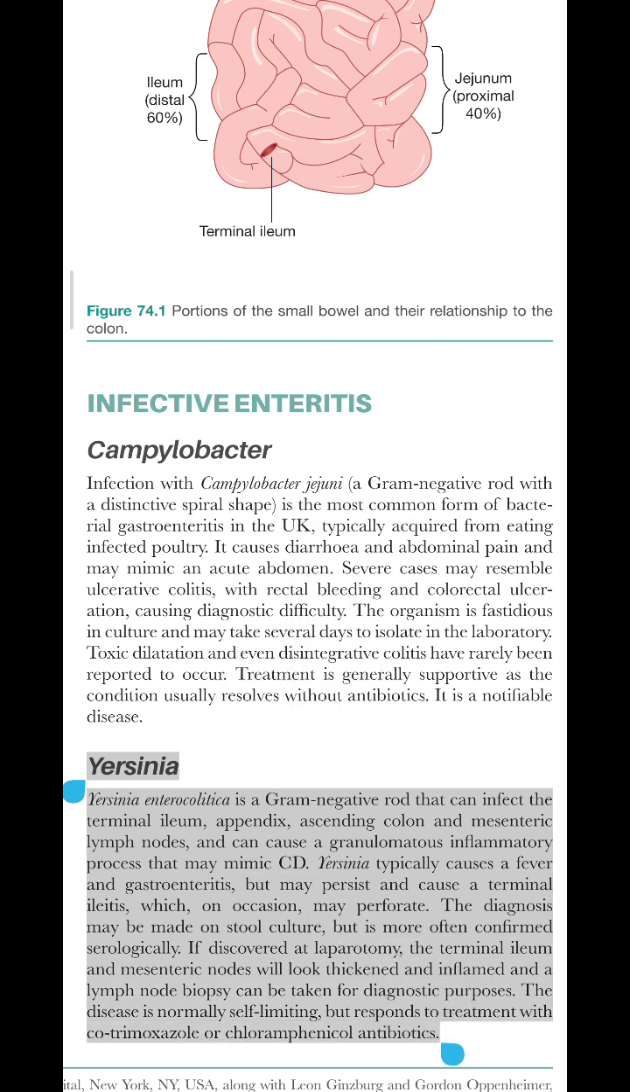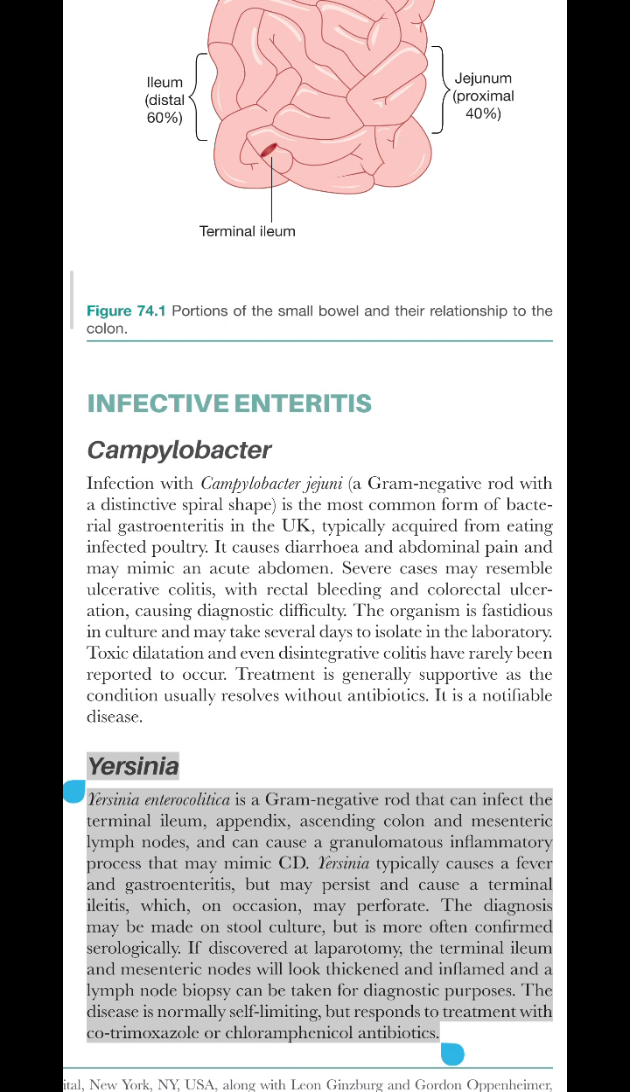Yersinia. Yersinia enterocolitica is a gram-negative rod that can infect the terminal ileum, appendix, ascending colon and mesenteric lymph nodes, and can cause a granulomatous inflammatory process that may mimic CD. Yersinia typically causes a fever and gastroenteritis, but may persist and cause a terminal ileitis, which, on occasion, may perforate. The diagnosis may be made on stool culture, but is more often confirmed serologically.